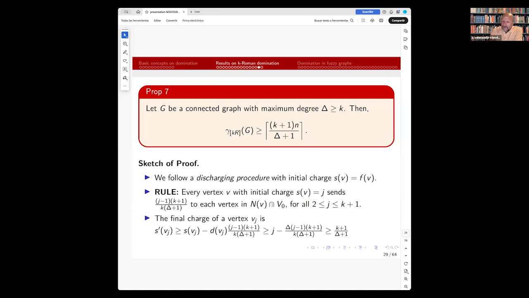after some computations, we can estimate the final charge of any vertex in the graph by considering some monotony properties of this function of j, and we are able to prove that the final charge for every vertex is at least this quantity, (k plus 1) over (delta plus 1), so that leads us to the result.